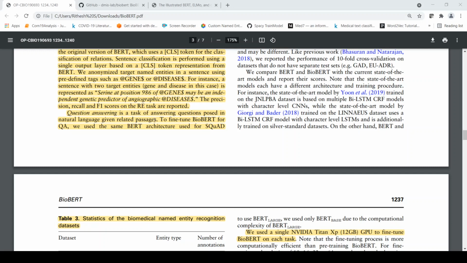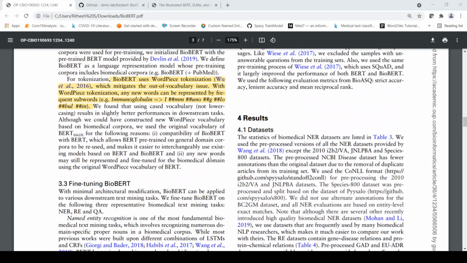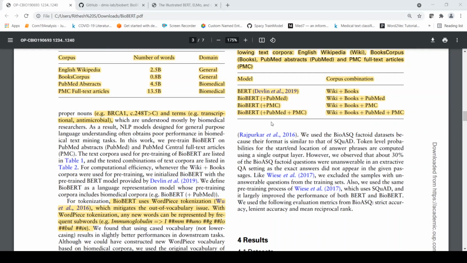For question answering, they fine-tuned. Basically, they use the same BERT architecture which was used for SQuAD for question answering, but this is on biomedical factoid questions. So there is this BioASQ dataset.